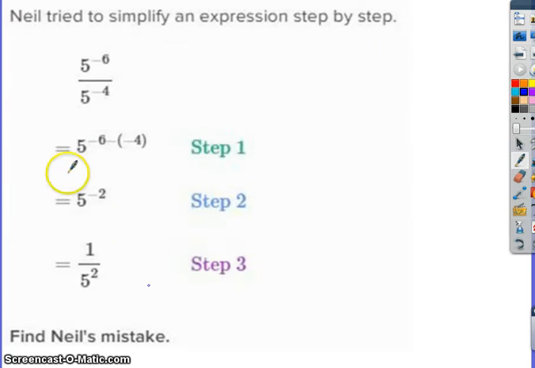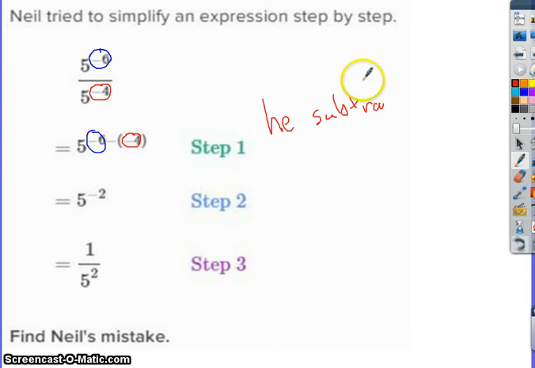Pause here. Neil tried to simplify the expression step by step. So in step 1, Neil took the top, -6, and the bottom, -4. And in between there is what the operation was that he used, and he subtracted. And we need to decide if he should have subtracted or not. Subtracted the two exponents. Should he have done that? Yes, because the rule for dividing two powers is to subtract.